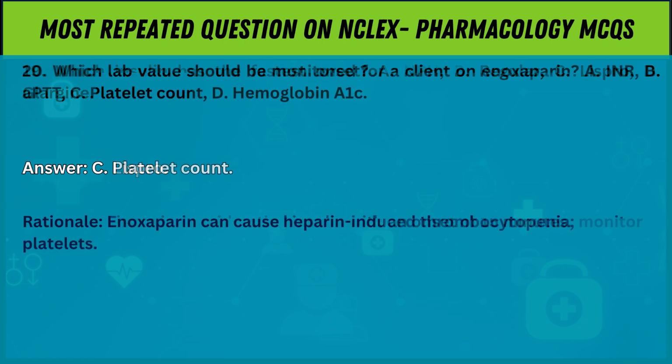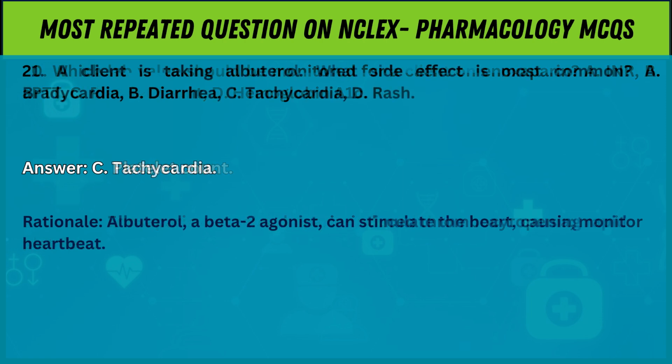20. Which lab value should be monitored for a client on enoxaparin? A. INR, B. APTT, C. Platelet count, D. Hemoglobin A1C. Answer: C. Platelet count. Rationale: enoxaparin can cause heparin-induced thrombocytopenia. Monitor platelets.